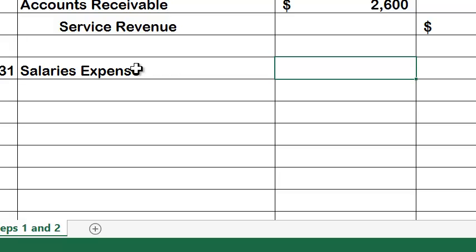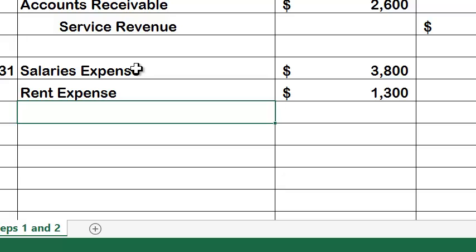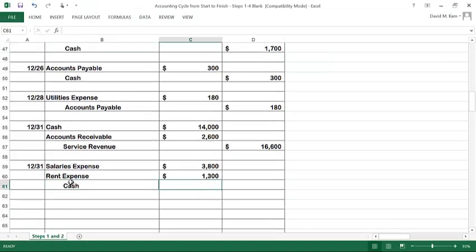in the amount of $3,800. We will also have to debit rent expense in the amount of $1,300. And again, it told us that we paid these expenses, and anytime we pay anything, remember cash is exiting the business, so we will credit cash for the total amount of $5,100. The total amount of both salaries of $3,800 plus $1,300 of rent expense is $5,100. Again, 2 debits, 1 credit, and the total amount of the debits equals the total amount of the credits.